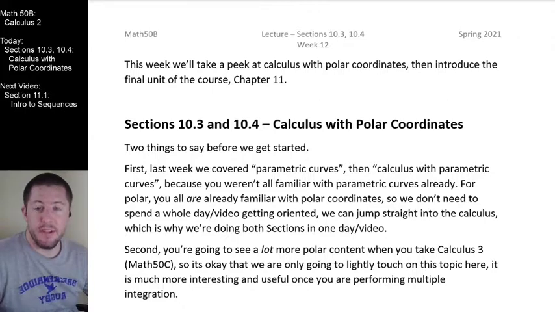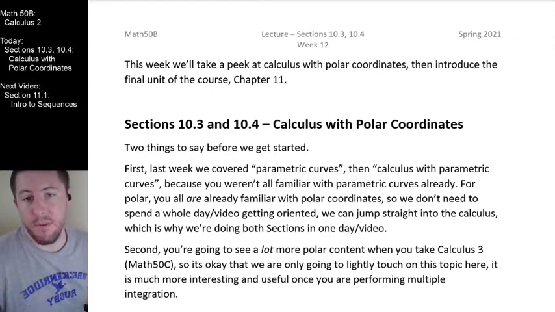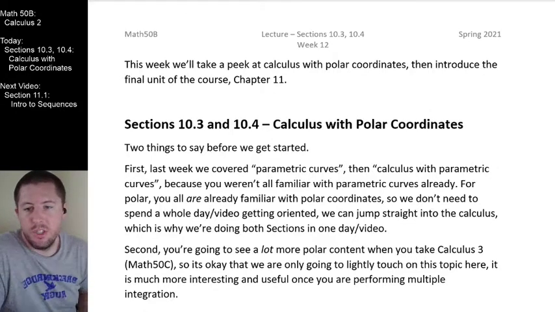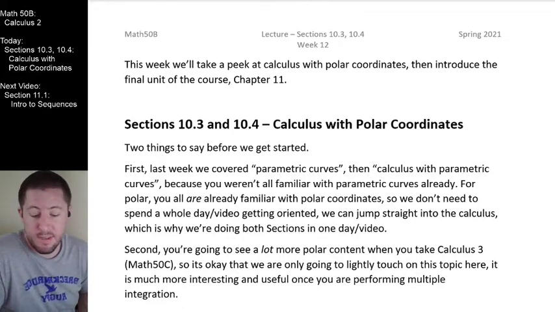Today we're going to be talking about sections 10.3 and 10.4. We're going to be able to knock these ones out a little bit quicker than we did 10.1 and 10.2, partially because you are already pretty comfortable with polar coordinates as opposed to parametric equations. I think that's not something we really need to spend a day on first here.